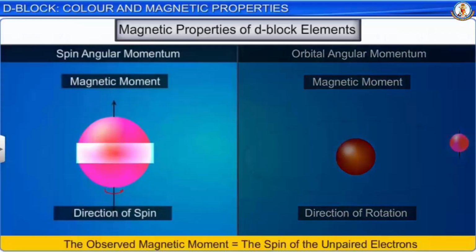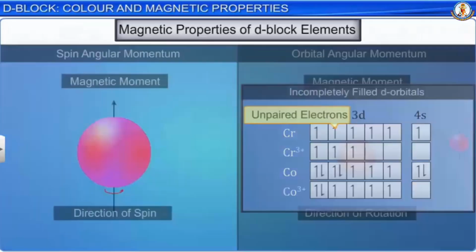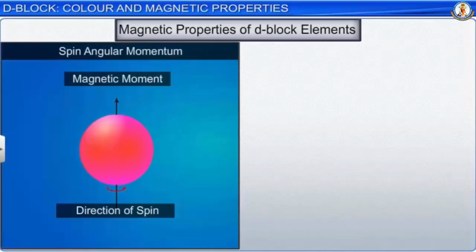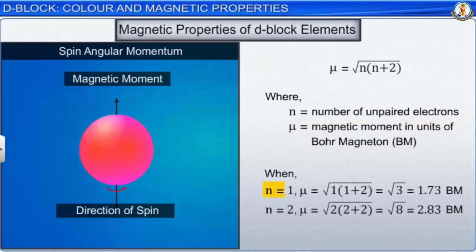Mu is equal to square root of n multiplied by n plus 2. Here, n is the number of unpaired electrons and mu is the magnetic moment. When n is equal to 1, magnetic moment is equal to 1.73 Bohr magnetons, and when n is equal to 2, we get 2.83. In case of iron, cobalt, and nickel, the unpaired electron spins are much pronounced. As a result, these elements are much more paramagnetic than the rest of the elements.